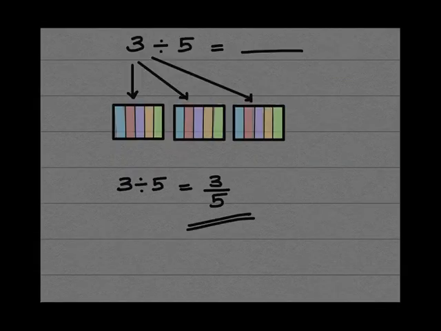Now let's see how 3 divided by 5 can be shown in a picture.